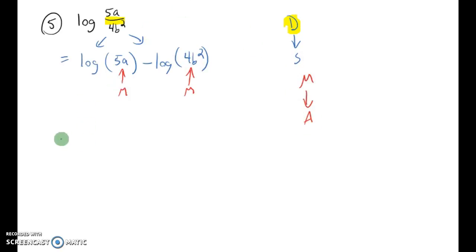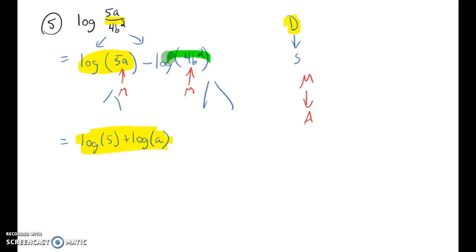So we'll do this guy first. I'll split this into 2 logs. So I'll get log of 5 plus log of a. Okay? So I've got the yellow one splits to this. And then I'll have this guy over here split as well. So I'll copy down my minus that's in between. And this guy splits as log of 4 plus log of b squared. Okay, so I've got the yellow guy minus the green guy.